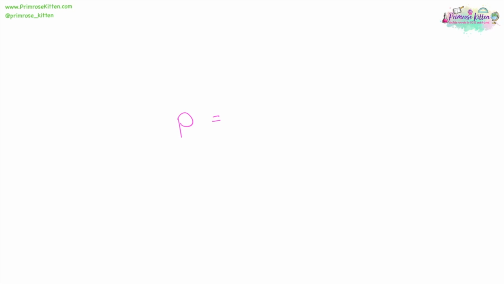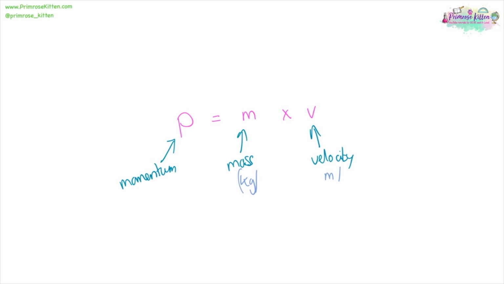Momentum is mass times velocity. Mass is measured in kilograms, velocity is measured in meters per second, and the momentum is measured in kilogram meters per second. I know there's a temptation to put another line in there, but that would be wrong.